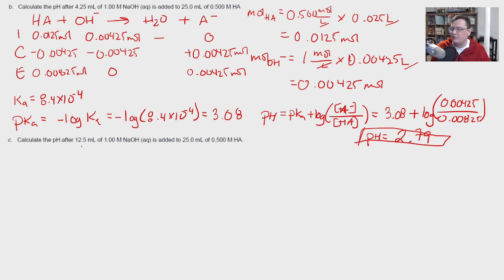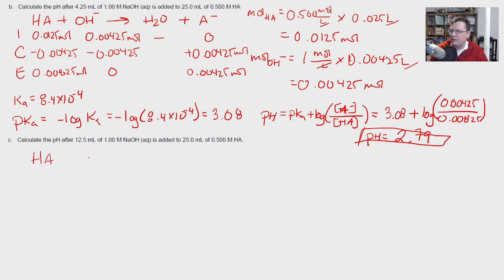Next, calculate the pH after 12.5 milliliters of 1 molar NaOH is added to 25 milliliters of that. So the way that this problem is worded is slightly different from how problems were worded for other things. At this point, we're adding 12.5 milliliters in total. So we're not adding it on top of the 4.25 that we have right here. What we're doing now is adding it to the system as a whole right there.